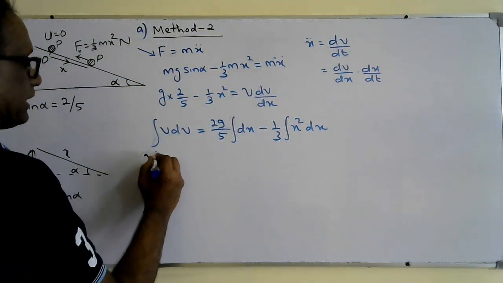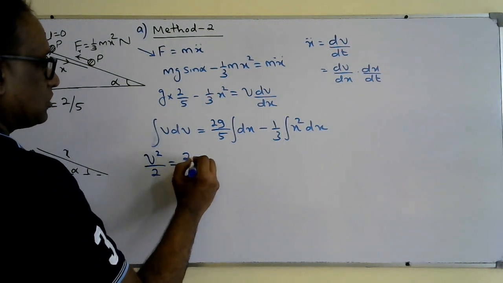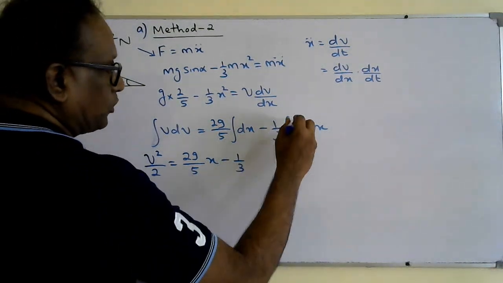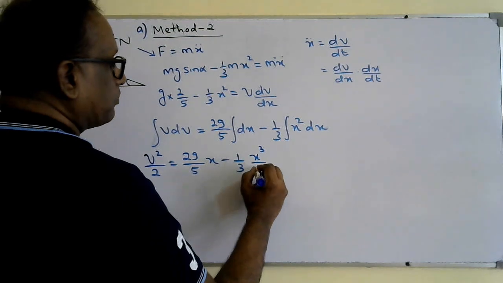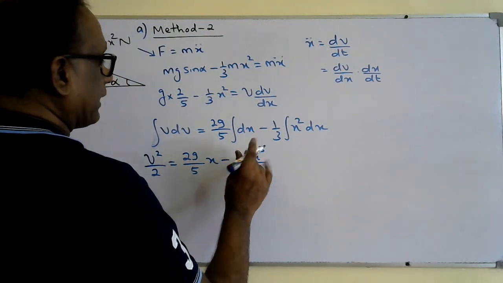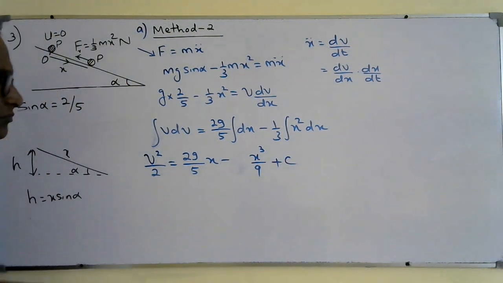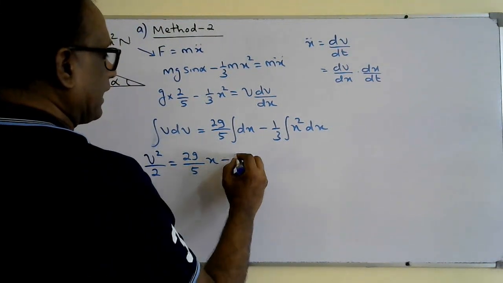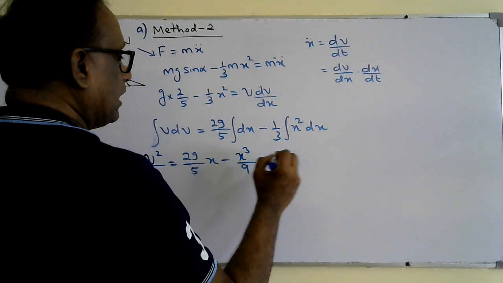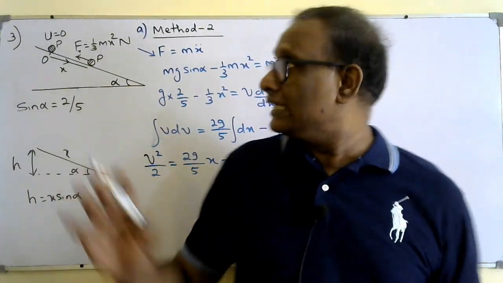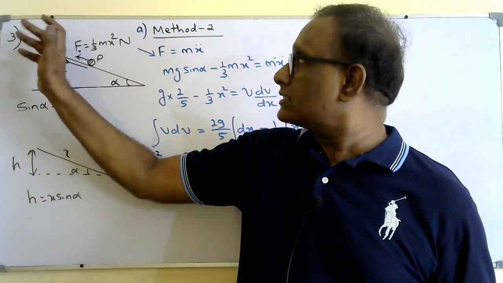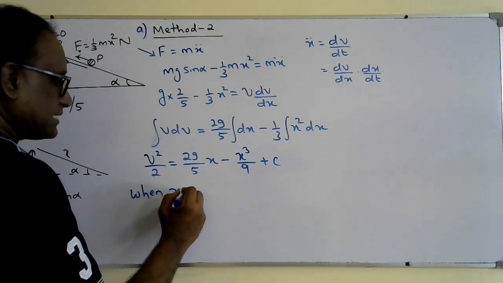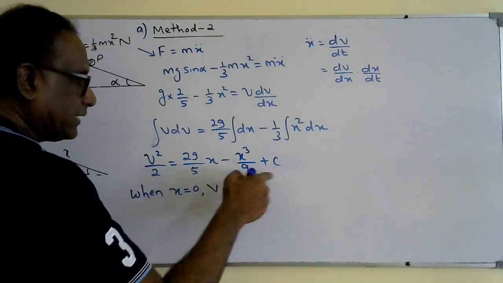So it's going to be v squared by 2 is equal to 2g over 5 x minus 1/3 times x cubed by 3. So it's going to be x cubed by 9, minus x cubed by 9, plus c. Okay, so I'll put x cubed by 9 together, plus c. We know that when the particle was initially at O, x equals 0, and it was released from rest. So I know that condition. So when x equals 0, we know that v equals 0. From that I'm going to find the c.